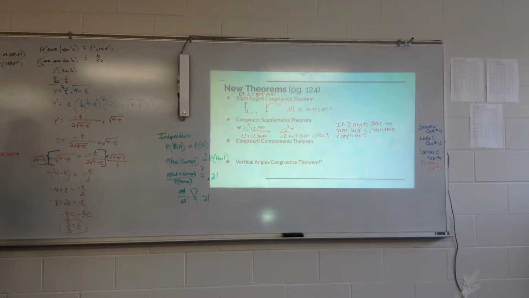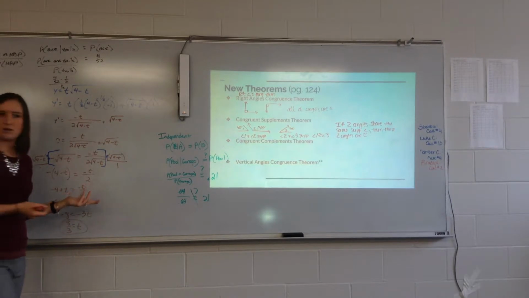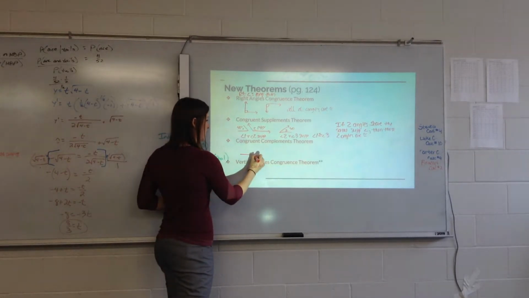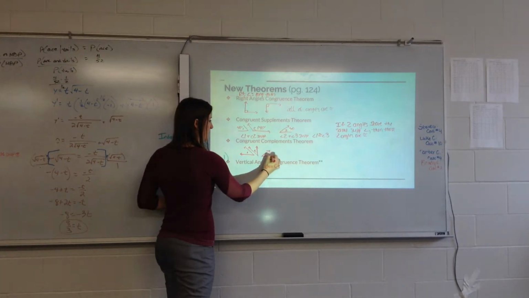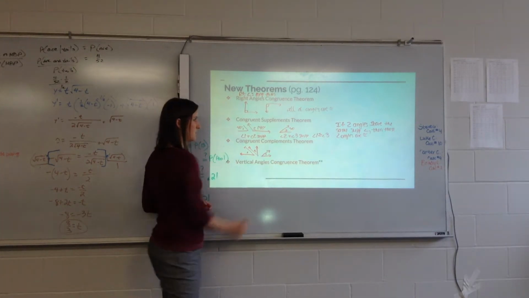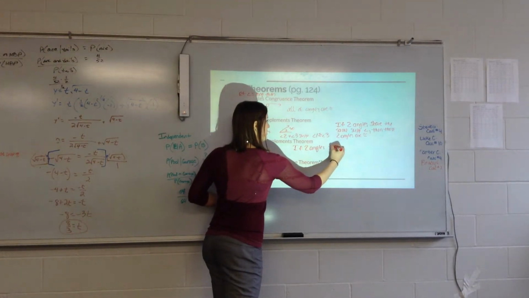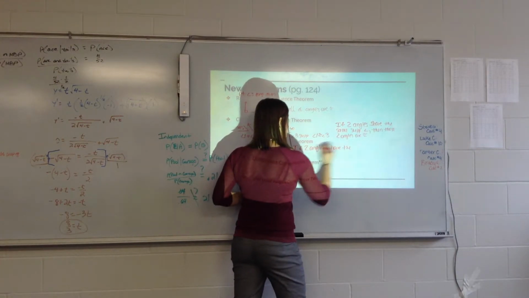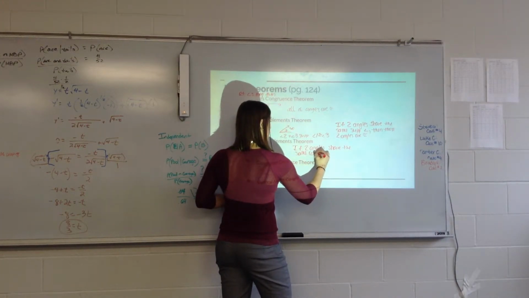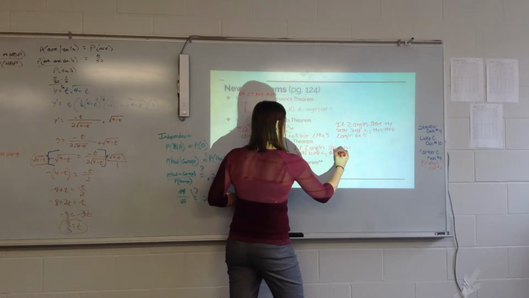Now, if that's the congruent supplement, what do you think the congruent complement is going to be? Right, it's going to be the exact same, except they're going to share the same complementary angle. So instead of adding to 180, they're going to add to 90. So, I'll write in words. If two angles share the same complementary angle, then they are congruent.